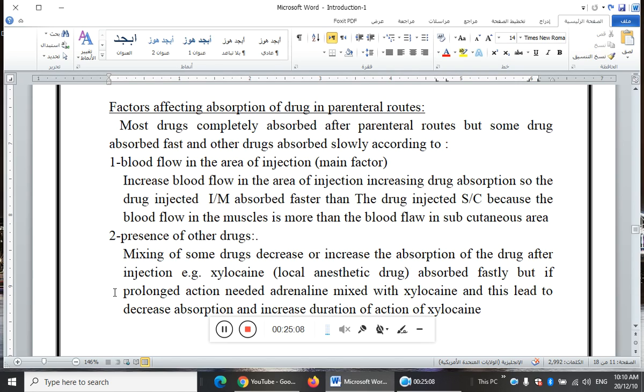Increased blood flow in the area of injection leads to increased absorption of the drug. So the drug injected by IM would be absorbed faster than the drug injected subcut. Why? Because the blood flow through the muscle is higher than the blood flow in the subcutaneous layer.